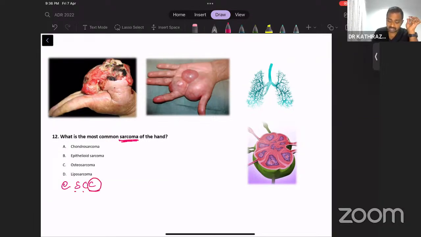What is the difference between a sarcoma and carcinoma? If it is from an epithelial origin, then it is carcinoma. If it is from a mesenchymal origin, then it is sarcoma, right? So the squamous cell is a carcinoma, sir. The question asked is most common sarcoma.